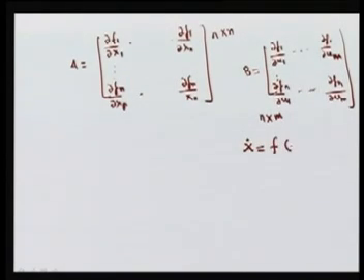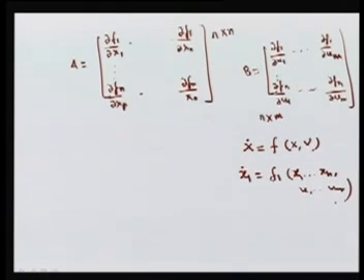This is x dot equals f of x, u, I wrote this, where x is a vector, u is a vector, and f is also a vector. Meaning, if you want to write x1 dot, then I can write f1 as a function of x1 to xn, comma, u1 to um. So this is a function of all the variables x1 to xn, u1 to um.